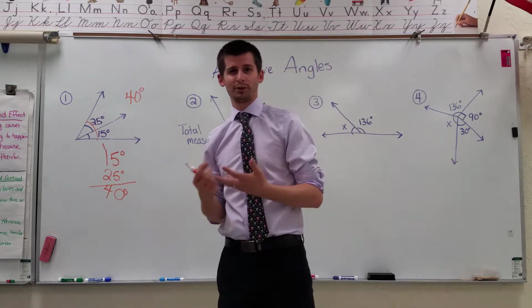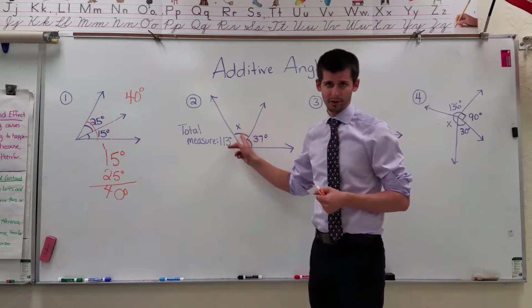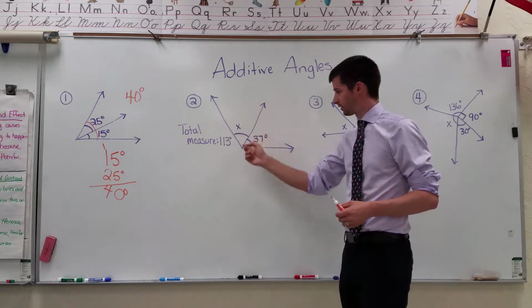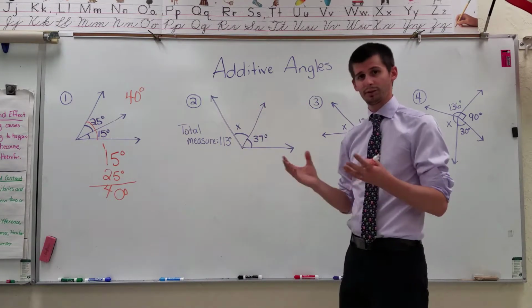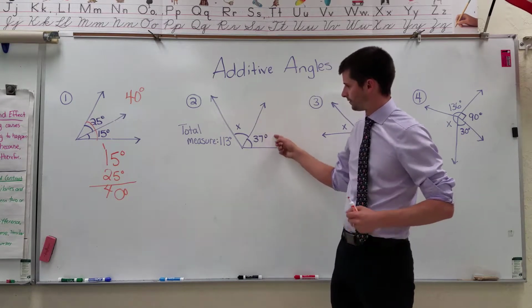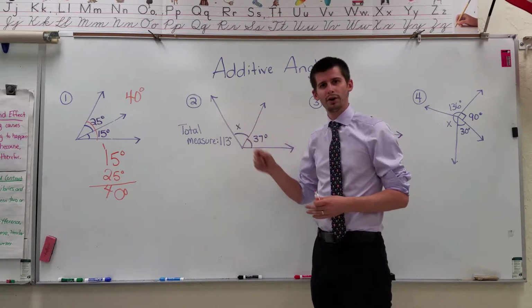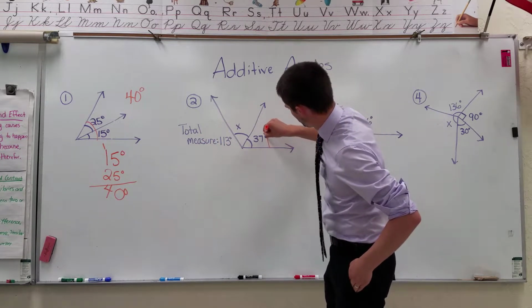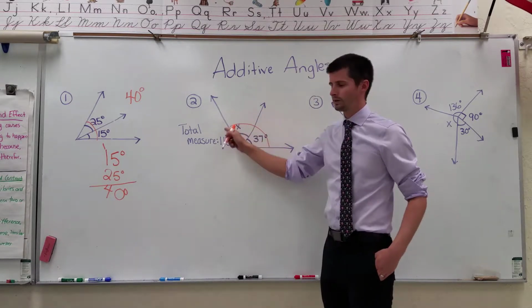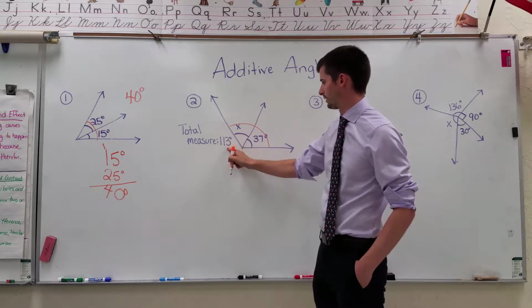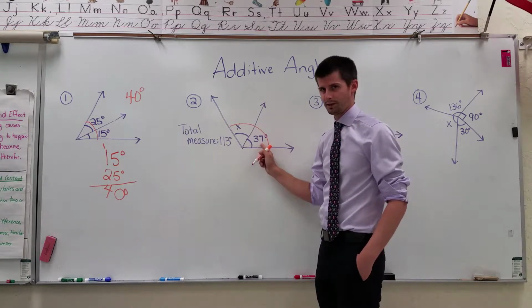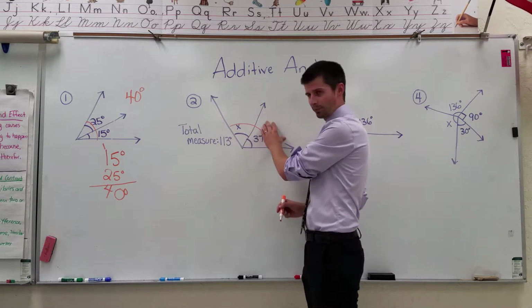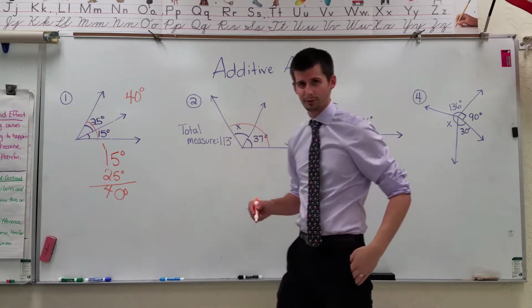We start getting into more difficult territory when we have one that's missing. So this is one big obtuse angle that has another ray split it, not exactly in half, but into two. It created a 37-degree angle and an angle that's unknown. So I know that the total measure from this ray all the way to that ray is 113 degrees. I know part of it is 37, so now I just need to figure out that other part. Well, if I know the total and I know one part, and I need to figure out the other part, all I have to do is subtract.